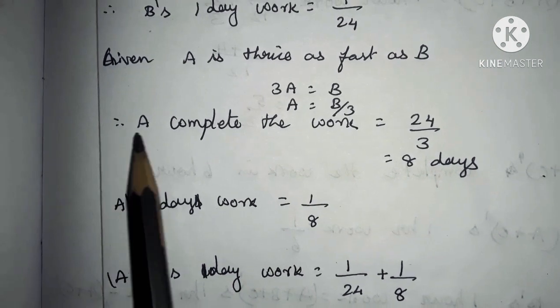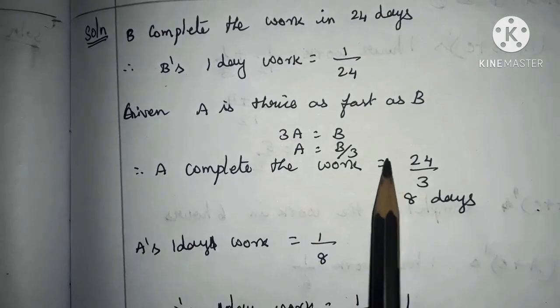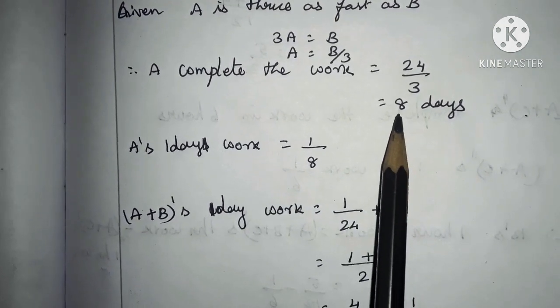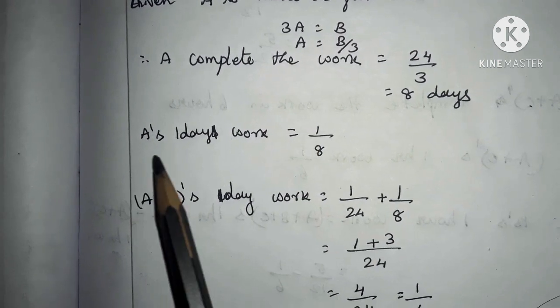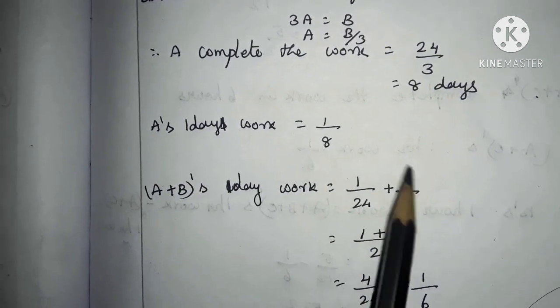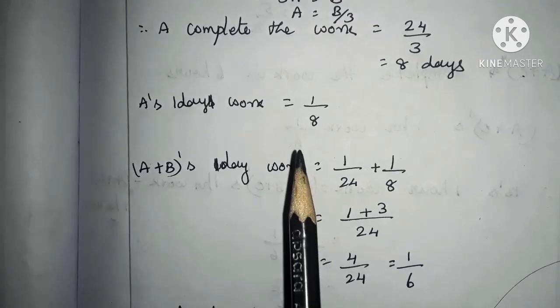Therefore A can complete the work in 24 divided by 3, B is given as 24, we get 8 days. This is the time in which A completes the work. Then A's 1 day work is equal to 1 by 8. You have to find out how many days they took when they worked together to complete the same job.